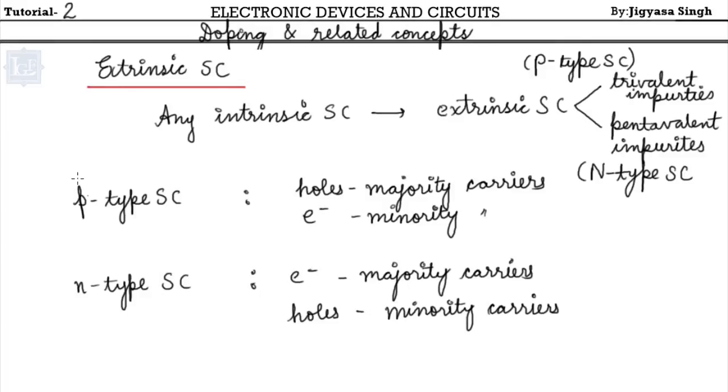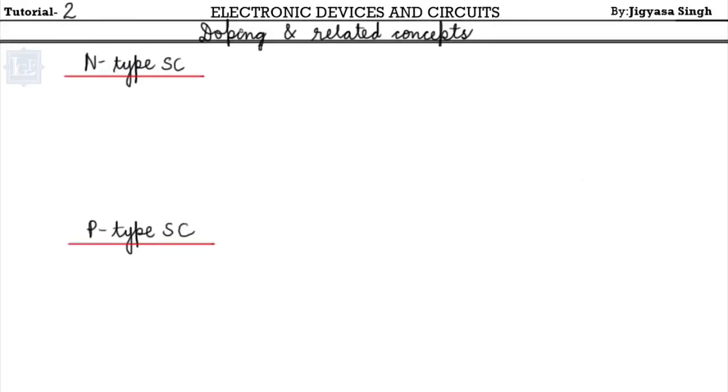You can learn it from the name itself. Whatever the name is, that is the majority charge carrier. N is associated with electrons and P is associated with the holes. So I think it will be easy for you to remember this. Okay, so let's move ahead.